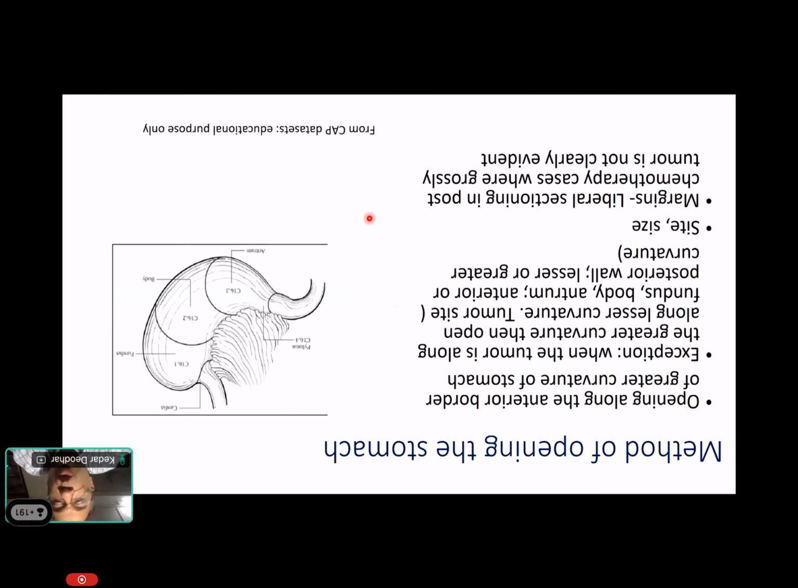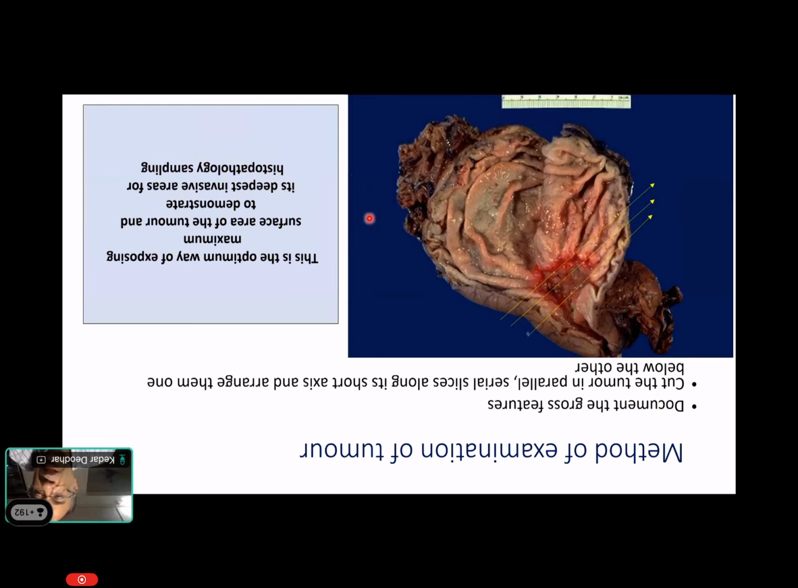As regards the method of opening the given specimen, usually we open on the greater curvature. The exception is if you have a tumor located on the greater curvature, we'll open on the other side, on the lesser curvature. Try to look at the tumor, and measure the tumor, noting whether it is in the fundus, body, or antrum. We'll see anterior wall, posterior wall. We note the size. Of course, we will look at the margins, proximal and distal section margins. So this is how we will try to take multiple sections.